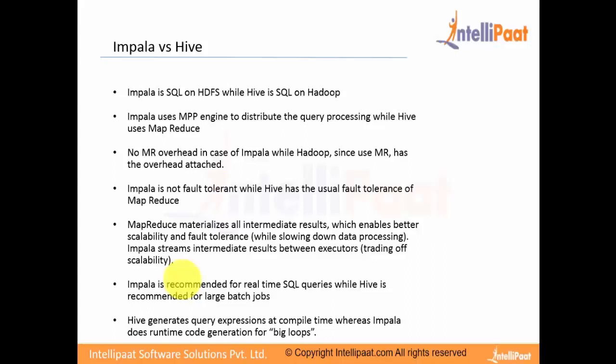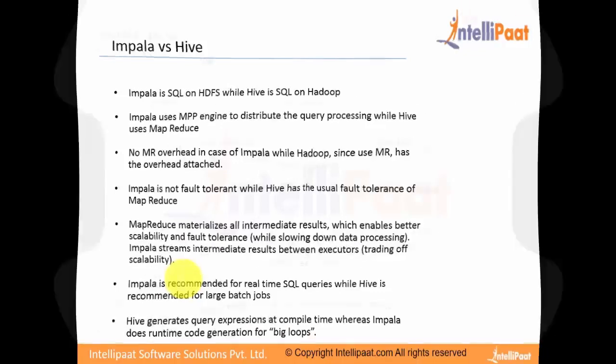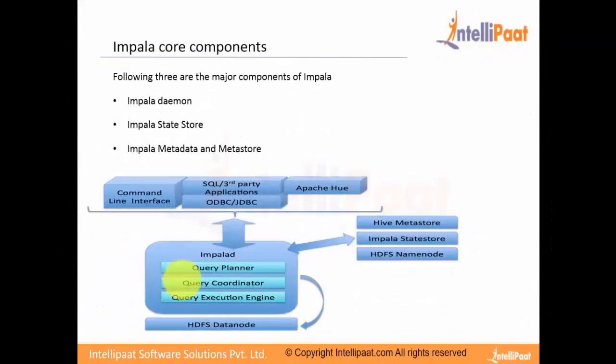Okay, so that was a lot of discussion about the differences between Impala and Hive. Let's move forward. Now we are going to discuss the core components involved in Impala. Impala has three major components: the Impala daemon, the Impala state store, and the most important, you can say, the Impala metadata and the metastore which is going to have that metadata.